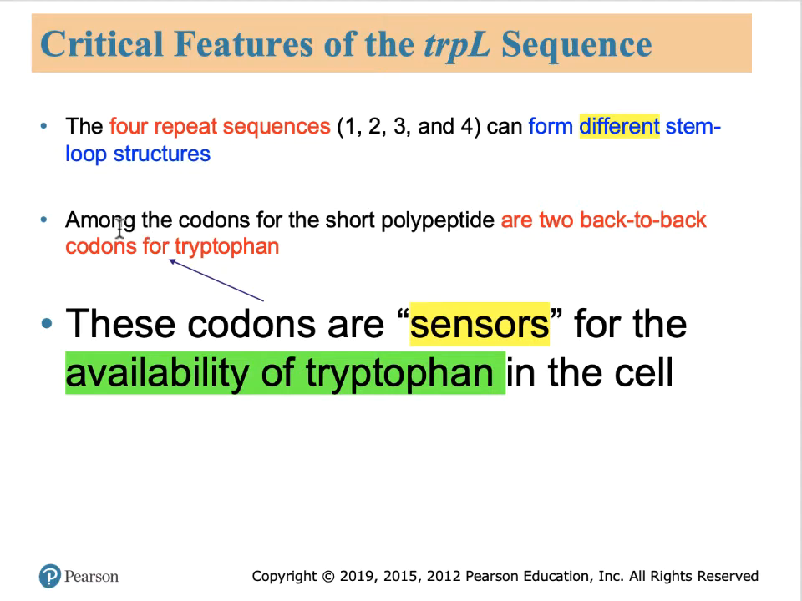But as we mentioned earlier, just upstream of them, we have the 2 back-to-back codons for tryptophan. And these are the sensors that drive the decision of what to do. And they depend on their functionality for the availability of tryptophan. So if tryptophan is available, the sensors will do one thing. If tryptophan is absent inside the cell, they'll do a second outcome.